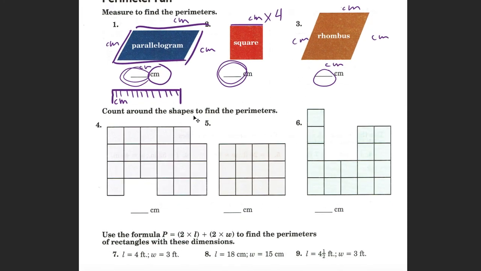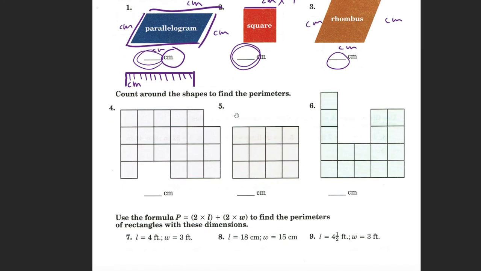All right, count around the shapes to find the perimeter. This is actually kind of tricky. Here you could draw a line. Remember, perimeter measures the distance around our shape. So this is our perimeter, the distance around our shape. And you need to count every square that our perimeter line here crosses. I know it's kind of confusing.